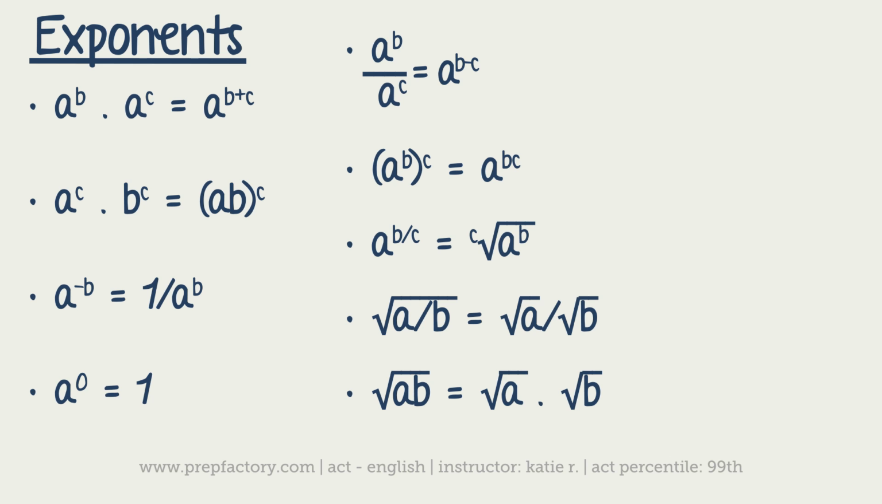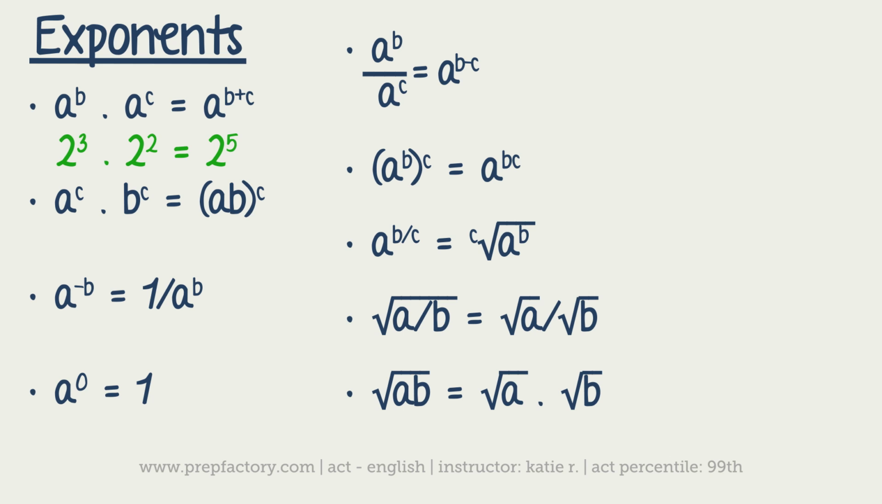So if you have a to the b times a to the c, then your answer is going to be a to the b plus c. So let's say we have 2 to the third times 2 squared. We're going to have 2 is still a on the base, and then to the 3 plus 2, or 2 to the fifth. Okay, and that's because this is literally 2 times 2 times 2 times 2 times 2. So you're just adding up your exponents.